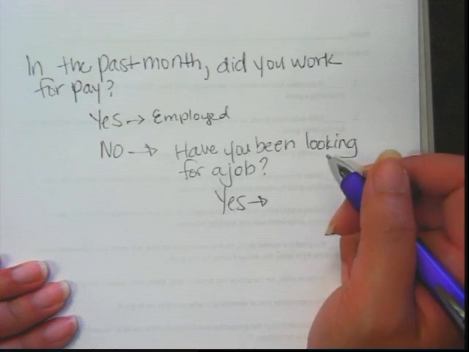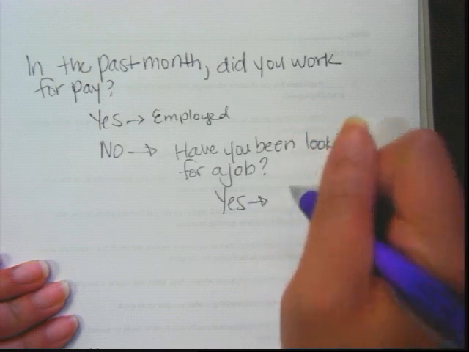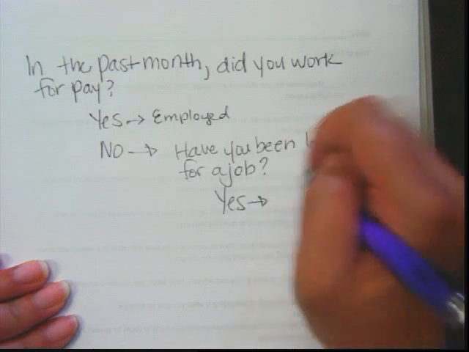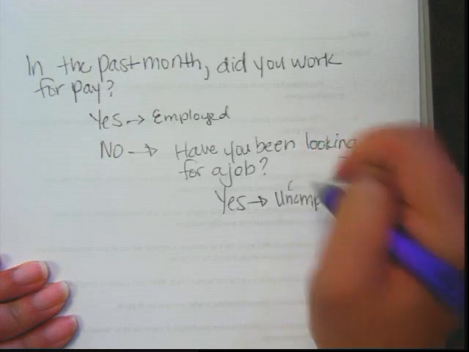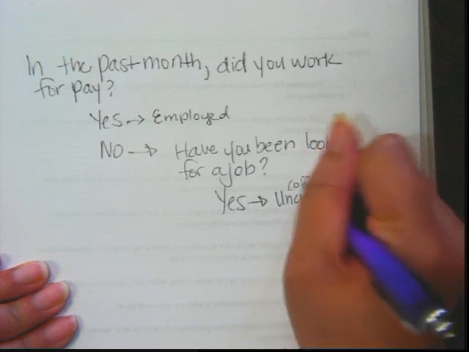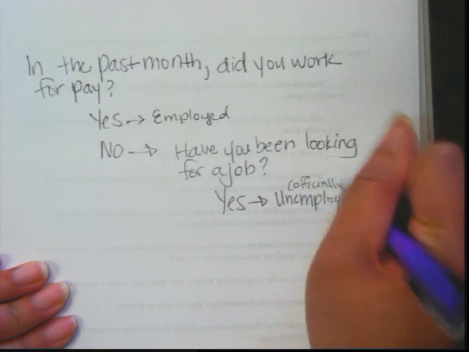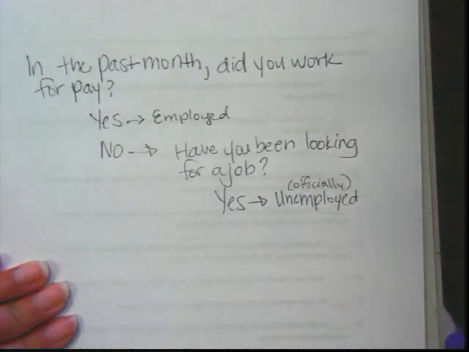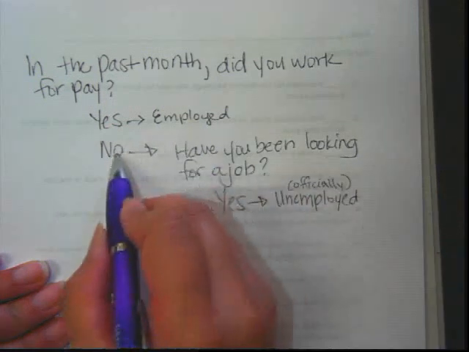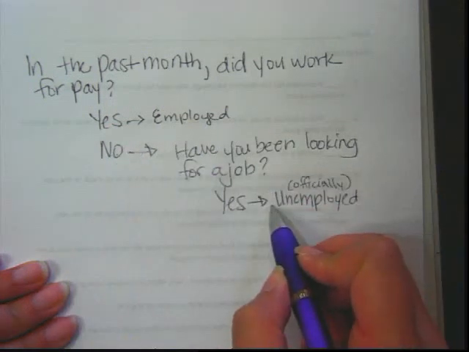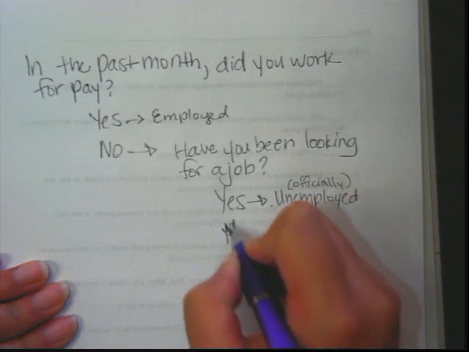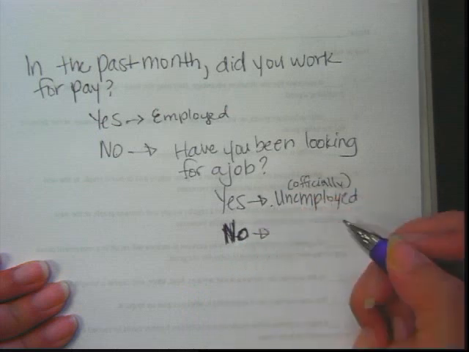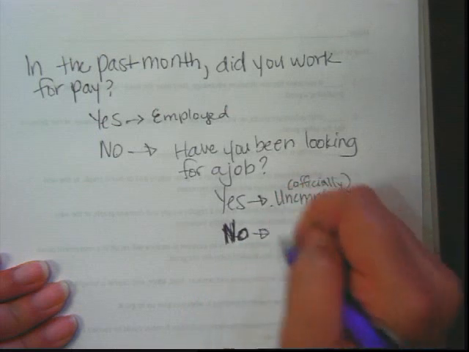It could be frictionally unemployed, but these are the people that the government considers unemployed. And whenever you see this word on a quiz or a test, you should think officially unemployed, because that's the official definition. So somebody who's not working right now but is currently searching for a job. Okay, if they say no to this question, it could be a discouraged worker.